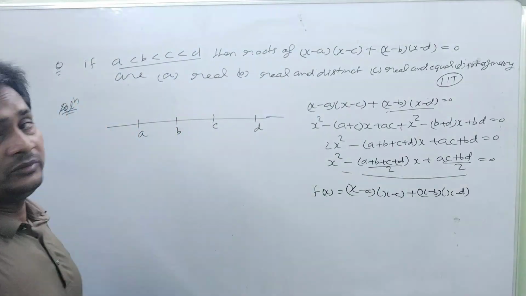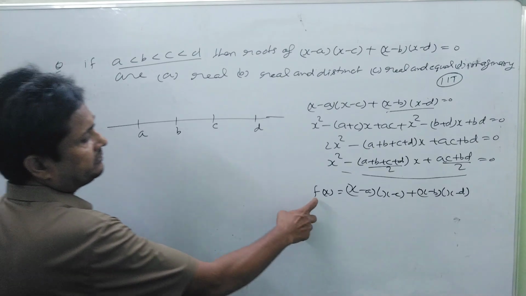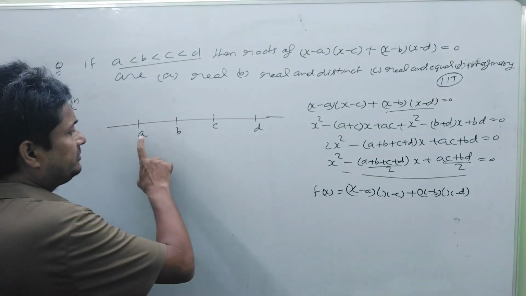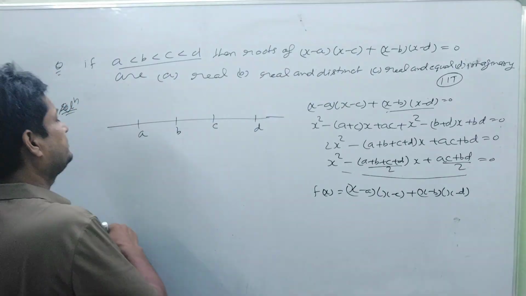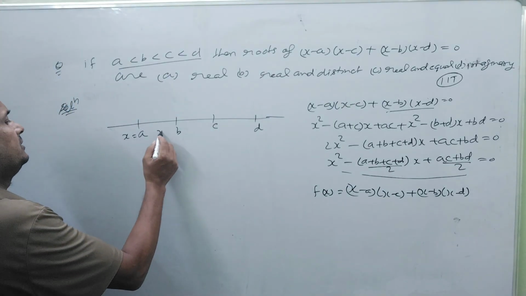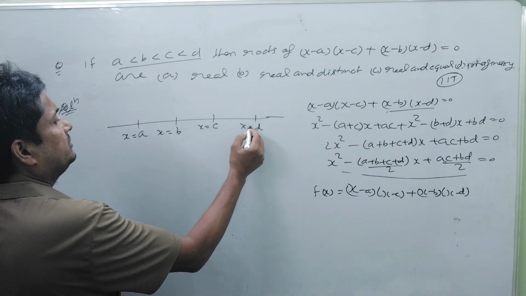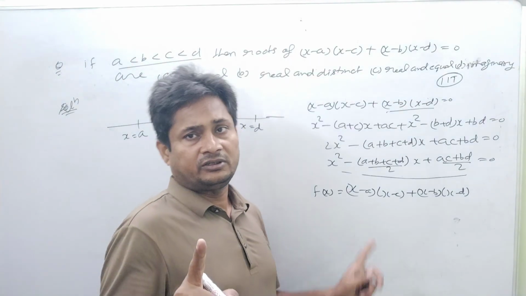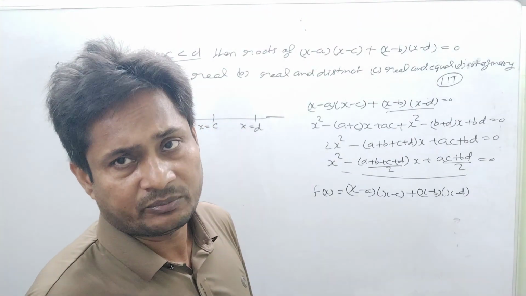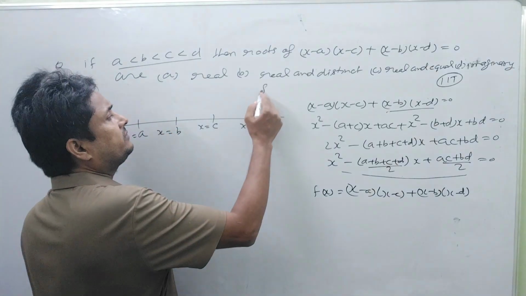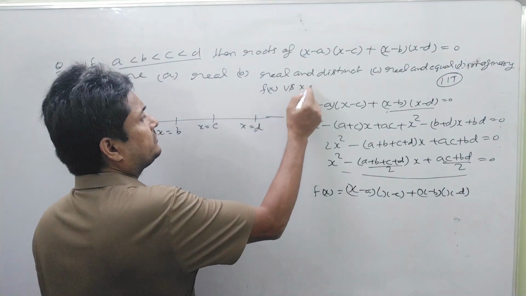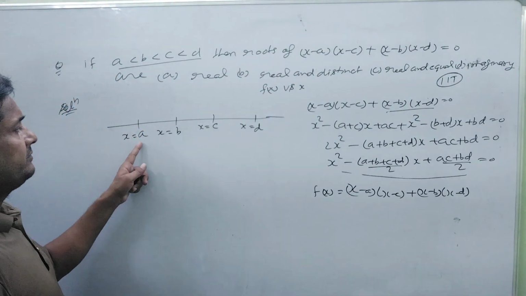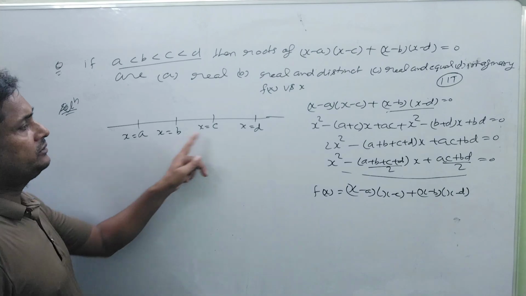Now think about these numbers. Take this as our f(x). Find out the values of f(x) at these values, x equal to A, B, C, D. Remember, the coefficient of x square is what? Unity, that will always give an upward parabola. So we are drawing the graph f(x) versus x. Right. So find out the value of f(x) at these four values.